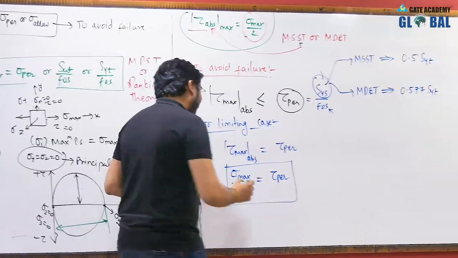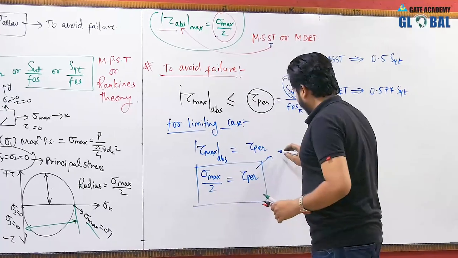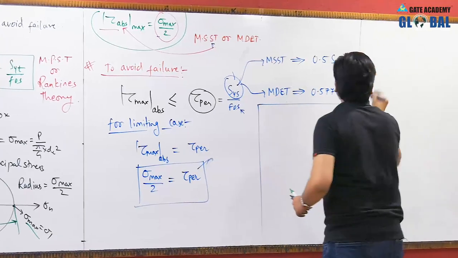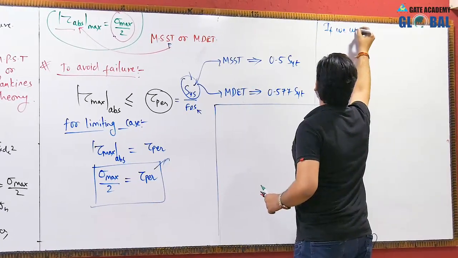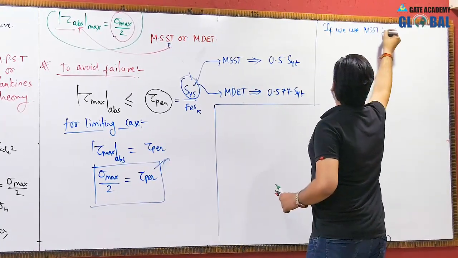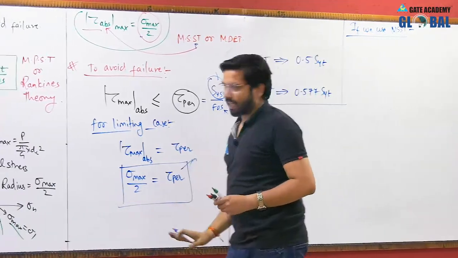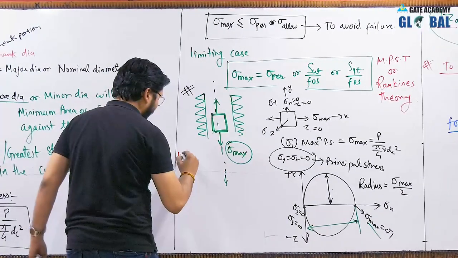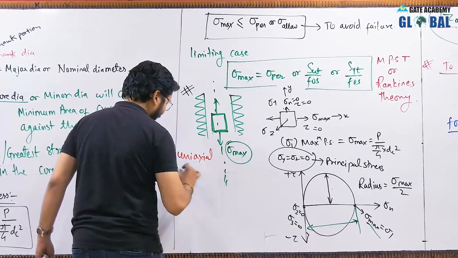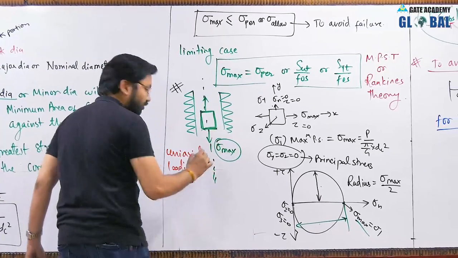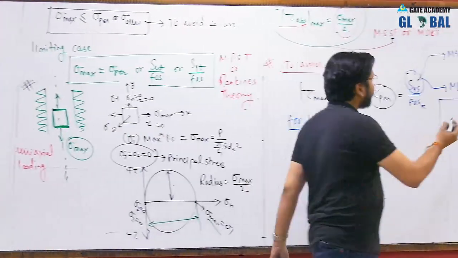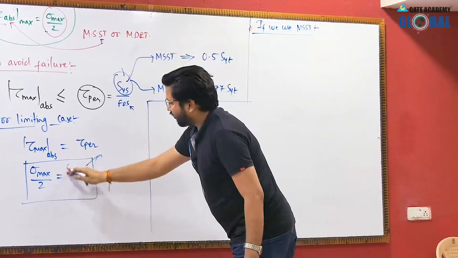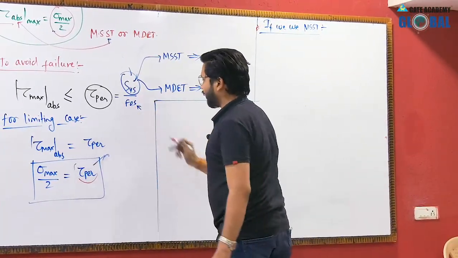Now let us think again. If we use MSST, and this is a case of uniaxial loading, what will happen here? We know that tau permissible will be SYS divided by factor of safety.